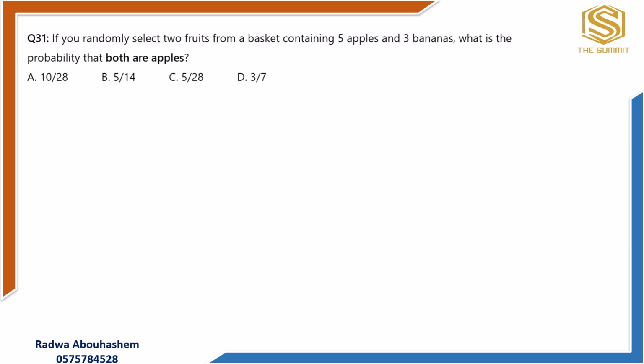You randomly select 2 fruits from a basket containing 5 apples and 3 bananas. What is the probability that both are apples? So for the first pick, the probability of getting an apple would be 5 over the total, which is 8. And these are 2 events, so I'll just multiply the probability. For the second pick, I already took one of the apples, so I have 4 left. And of course, the total will also decrease by 1. So it's 7. Let's multiply.